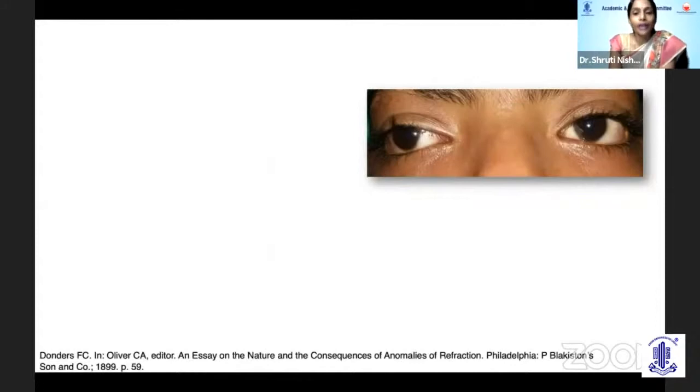All right, so moving on to another patient. Here you see a young adult who comes to me with this intermittent exotropia, which is seen on and off.